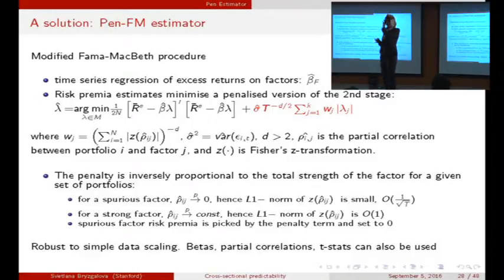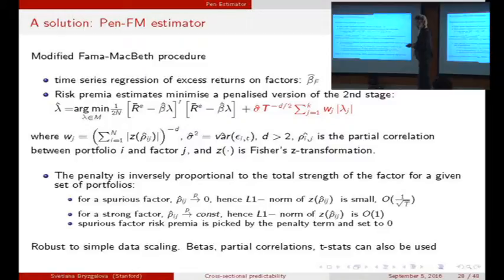Imagine that I have this spurious factor, okay? So I know that all the betas, or let's say partial correlations or related quantities, are going to be fairly close to zero if the true value is zero. How close? They're going to converge there at the rate of 1 over root T. This is our standard time series asymptotics. So I know that every single one of those betas is going to be of the order 1 over root T, okay? So if I take, for example, the sum of those absolute betas, I'm also going to get something that converges to zero at the rate of root T.